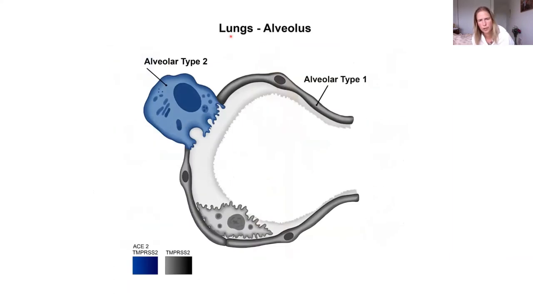And then if we go down inside the lungs and the alveoli, there's that alveolar type 2 cell that has high expression of the ACE2 receptor and the TMPRSS protease. And that has been known for a long time to express the receptor and was discovered in 2004 as an ACE2 expressing cell using immunohistochemistry by the group in Groningen.